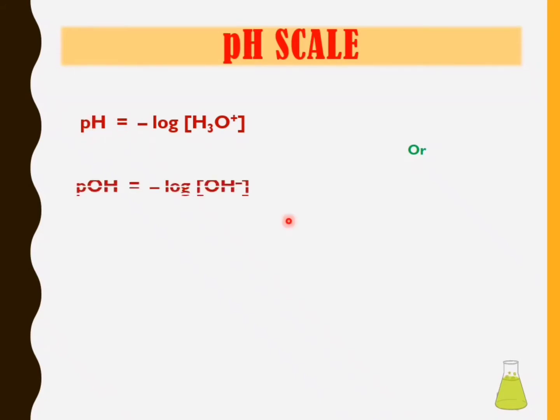Okay, next, ini mungkin tak pernah dengar. POH. So POH normally for base, base tak boleh direct kira pH. Awak kena kira POH. So POH is negative log concentration OH minus. Okay, so sebenarnya kelas, this P here stand for negative log. So kalau awak tekan kalkulator tu negative log.